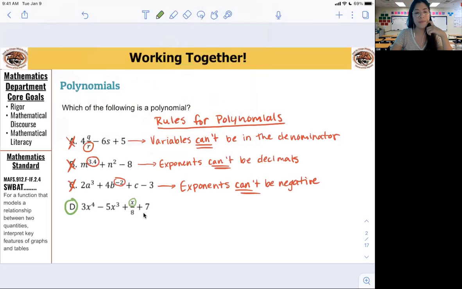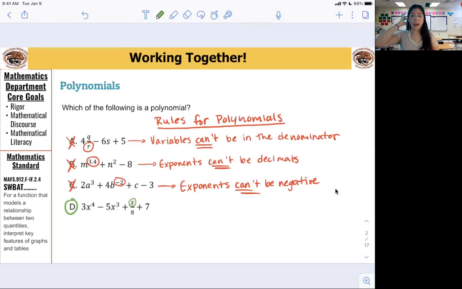So that one's fine. Does anybody have any questions on how to make sure you know what is a polynomial and what is not a polynomial? Those are the three rules. I highly suggest you either take a picture of this slide or you write this down. This is something very, very useful to study from. Good.